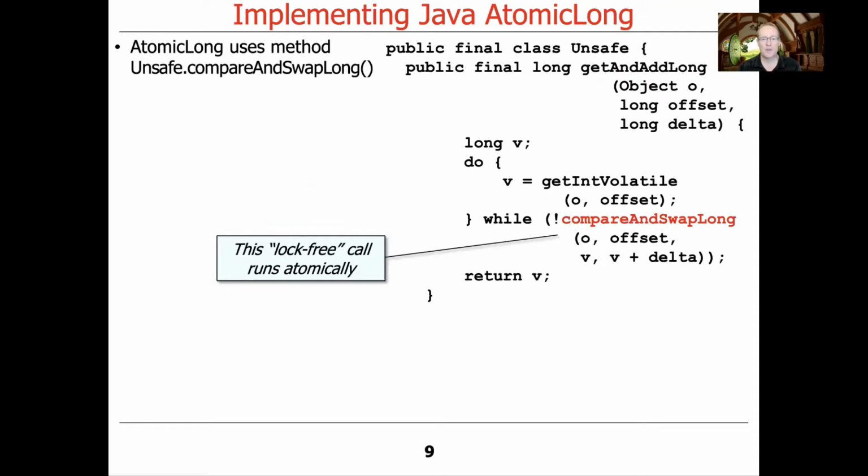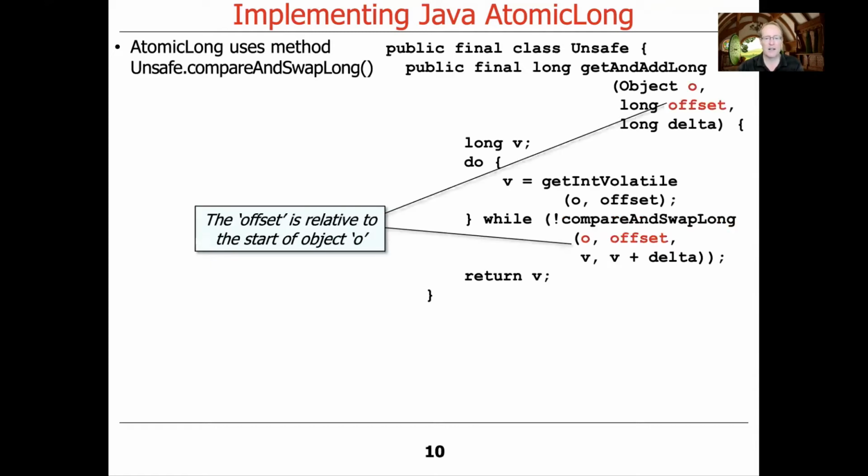And here's what it does. It's going to use a do while loop that will invoke the compare and swap long method. And this is what's known as a lock-free call. It never blocks, it just spins. And if all goes well and there's low contention, it won't have to spin very much. It may just spin one time, in fact. Notice that we pass in the object, which in this case is going to be the AtomicLong, and we pass in the offset, which is that field offset we just talked about that was provided through reflection. And so that'll give us the field location from the start of the object.